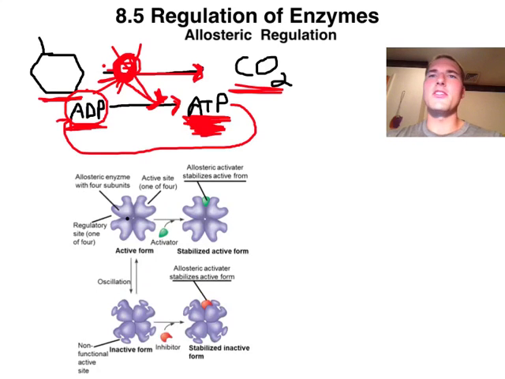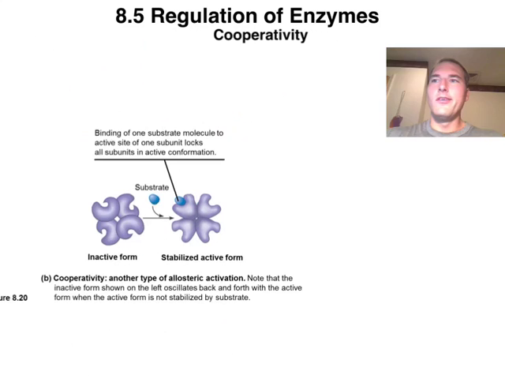Okay, and so that's an example of when this happens, this allosteric regulation idea as a way of making sure that enzymes work more or work less depending on what the cell actually needs.